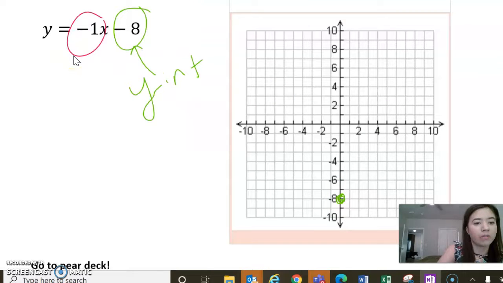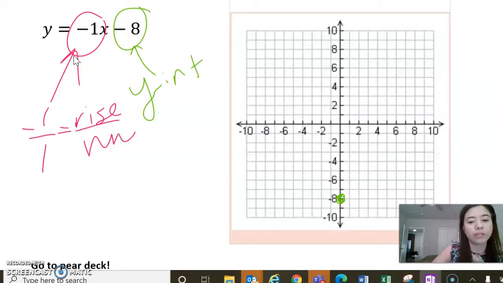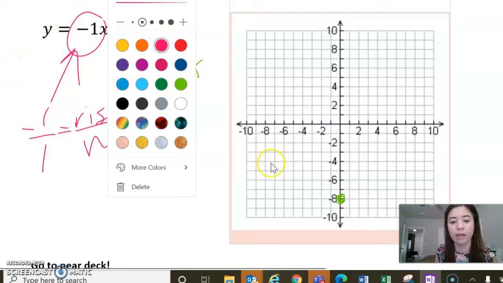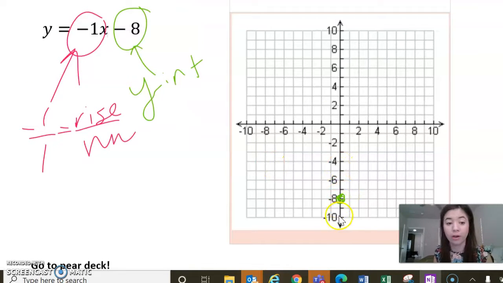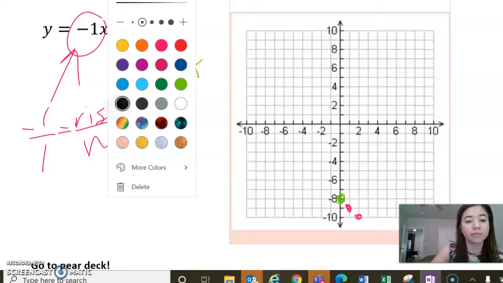And then this -1 was my slope, but remember we want to write a 1 underneath it because now I can see what my rise is, and I can see what my run is. So if my rise was -1, does that mean I should be going up 1 box or down 1 box? Down 1 box. So we can go down and over. Down and over 1. And there's your line.